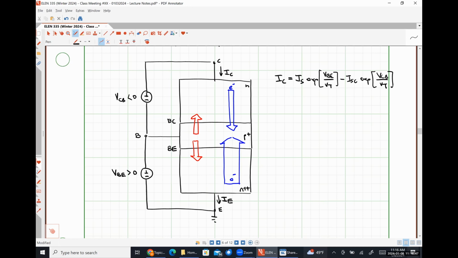I'm trying to remember exactly what ISC is, but if I'm not mistaken, it is the reverse bias saturation current density for the base collector junction. Just looking at the math purely here, I think that's what it is, but I didn't write it down in my notes. So this term right here effectively represents the probability of electrons diffusing across the base emitter junction. And then we're subtracting from that total amount of current, the current related to the probability of holes diffusing across the base collector junction.